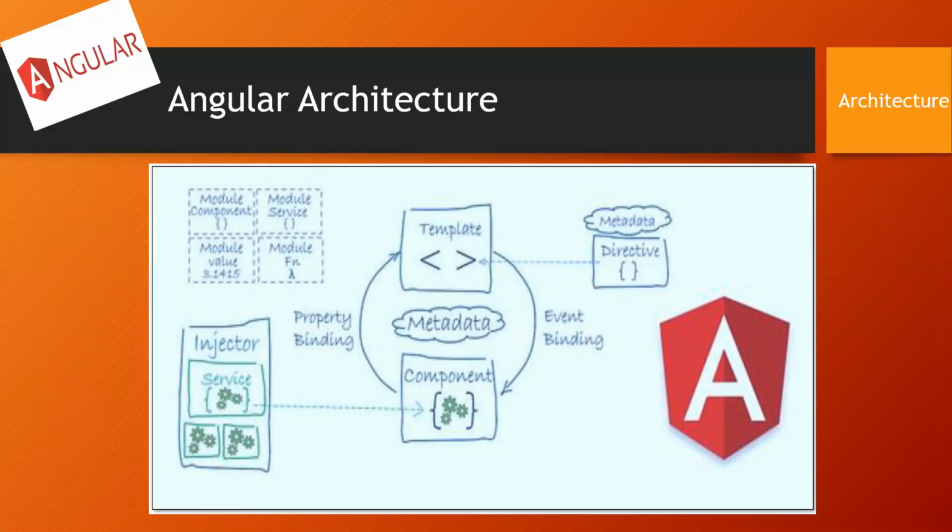And if you want to extend the HTML features, you basically use directives with your templates. And if I talk about property binding and event binding, property binding is basically when you are in your component giving some value and you want to use that value in a template. So it's the concept of property binding.